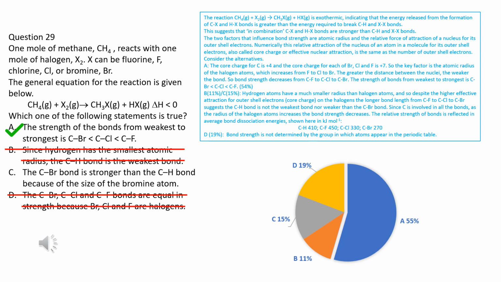The C-Br bond is stronger than the C-H bond not because of the size of the bromine atom, but the electronegativity. This question is a little bit beyond course study and the official explanation is too complex to be understood.